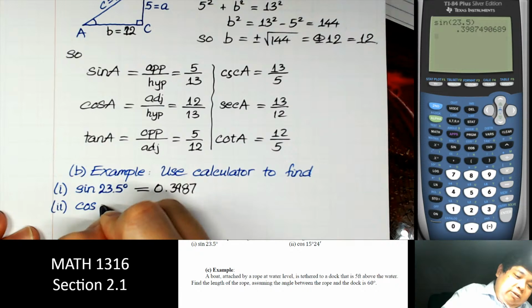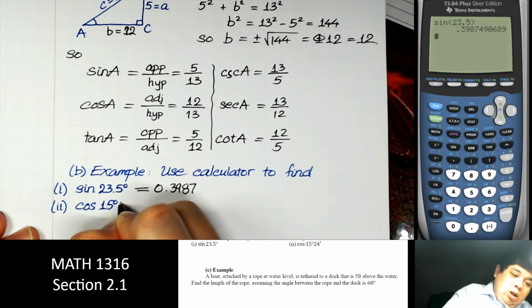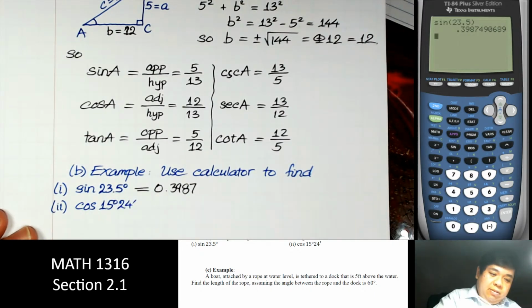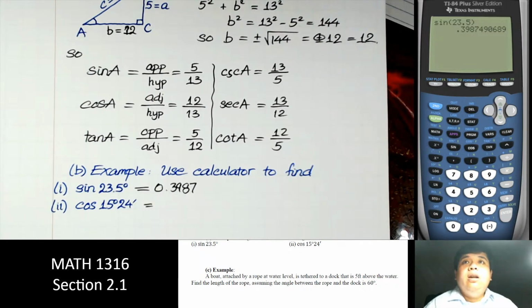And then cosine of 15 degrees, 24 minutes. If we want degrees and minutes, we have to hit second, angle, and degrees, and then 24 minutes. Second, angle again. Go to the second one.